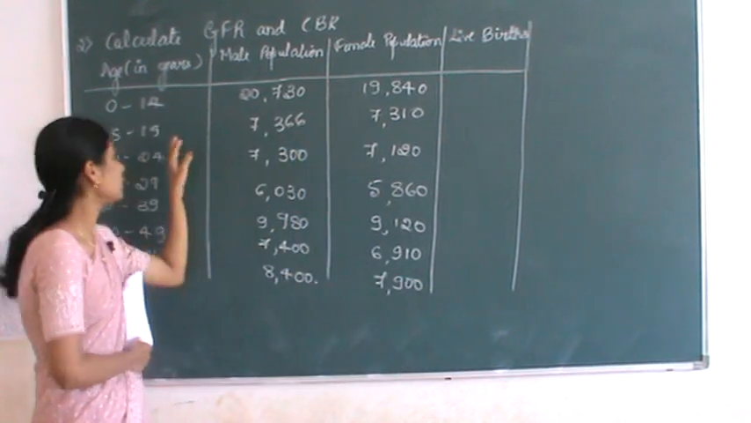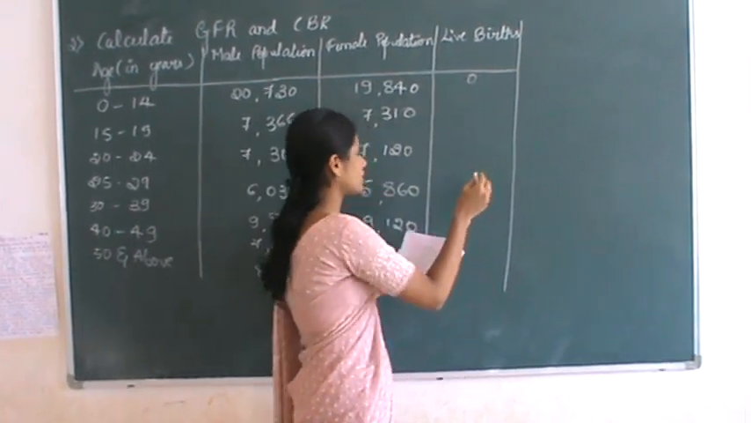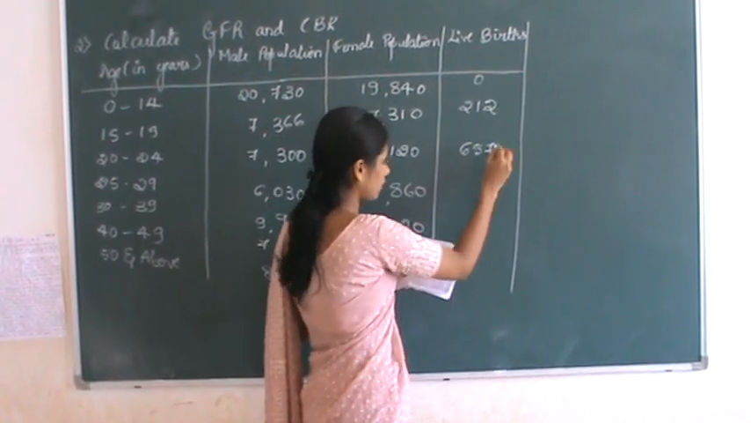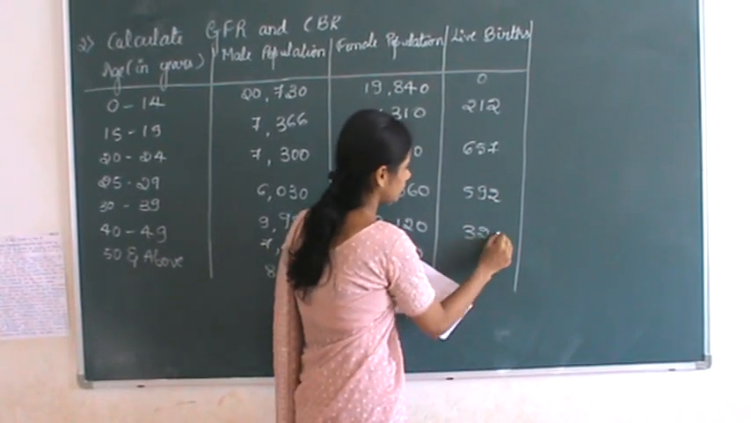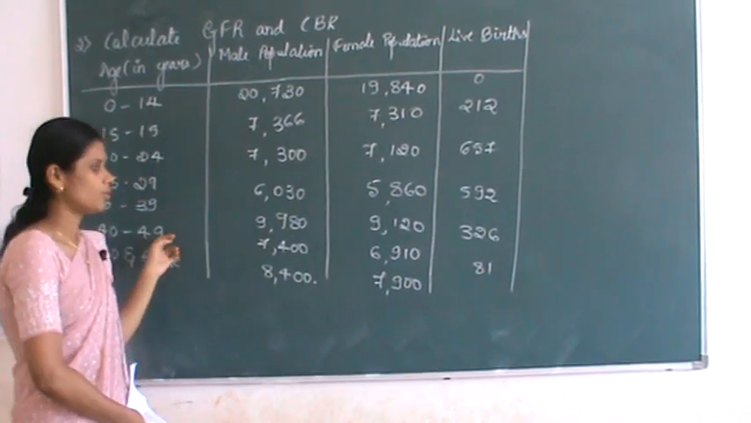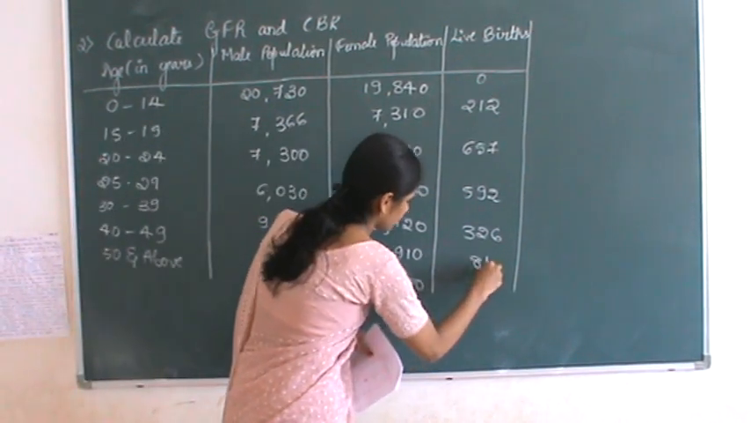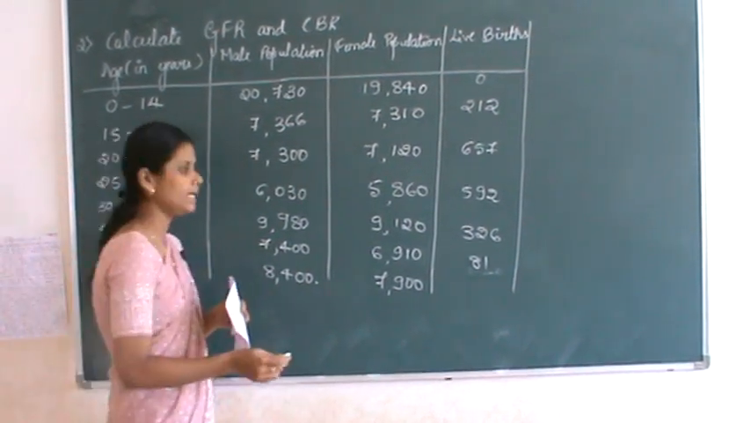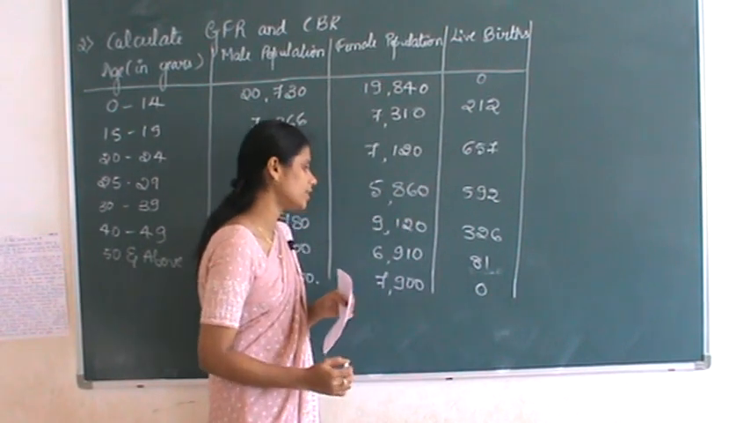For the age group of 0 to 14, live births will always be 0. Next, it is 212, 657, 592, 326, 81. Only up to the age group of 49, births will be given. But for the age group of 50 and above, there will not be any live births, so we write it as 0. This is the question given.